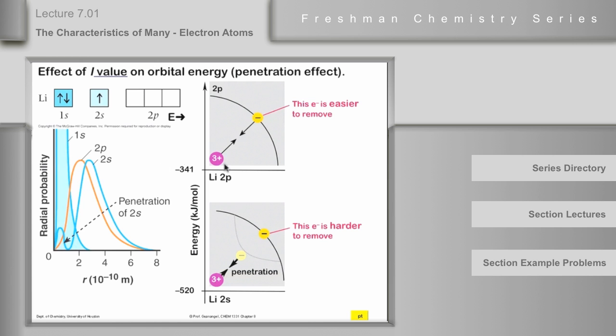So this is called the penetration effect. And that makes the 2s more stable. That's the 2s. And it makes the 2p a little less stable. So there's the answer to the question where we started out. Questions about it?